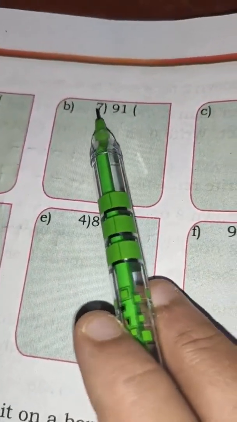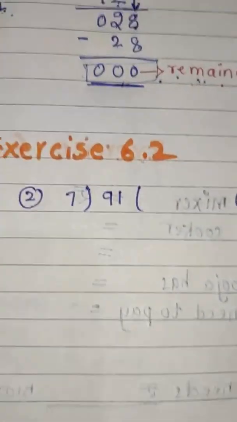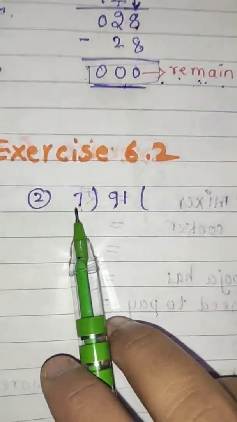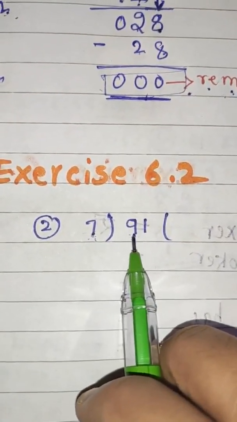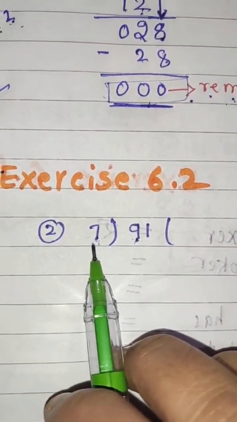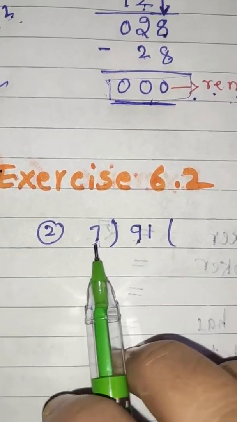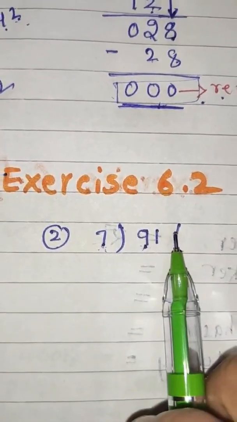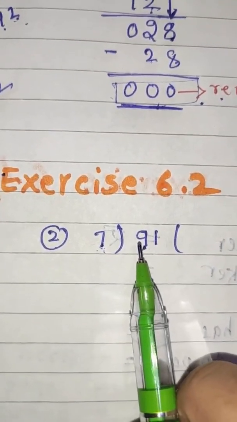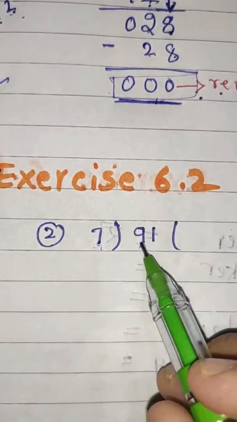91 divided by 7. Okay. So 91 divided by 7. Right. So first here you can see the 9 is greater than the 7, so you can easily divide 9 by 7. Yes. So 7 1s are 7. 7 2s are 14. So 14 is greater than this 9.